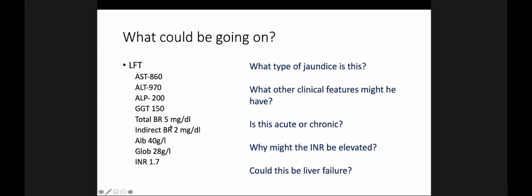The other thing that may be contributing is that there might be some cholestasis, right? But what we can see is that the hepatocellular injury is much more than any cholestatic injury. So I think here the INR is probably high not because of cholestasis, but because of the hepatocellular injury, and the liver cells are now not able to do what they are supposed to do, right? So could this be liver failure? I think it can be, or maybe at least an early feature of liver failure. But what other symptoms might he have if this is liver failure?